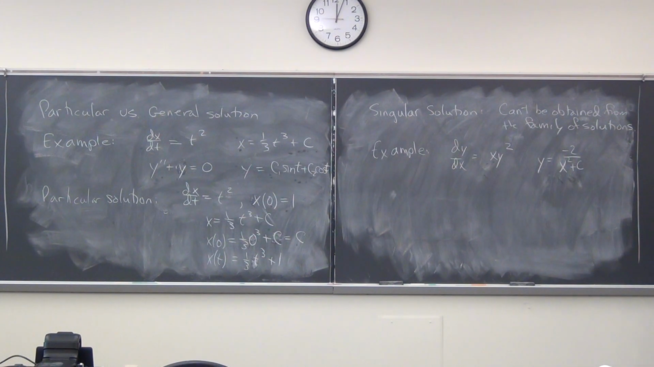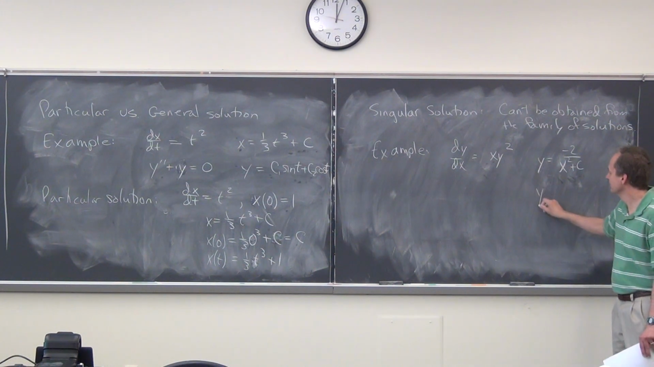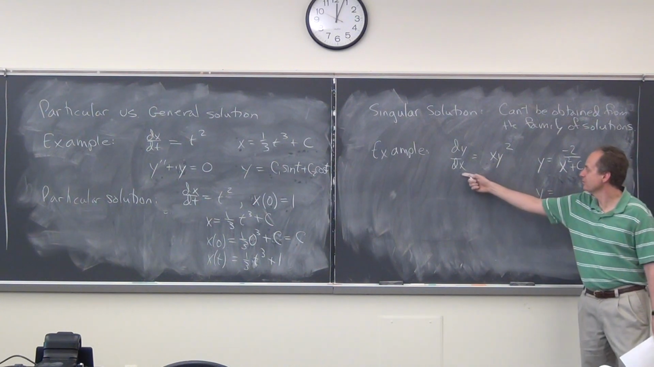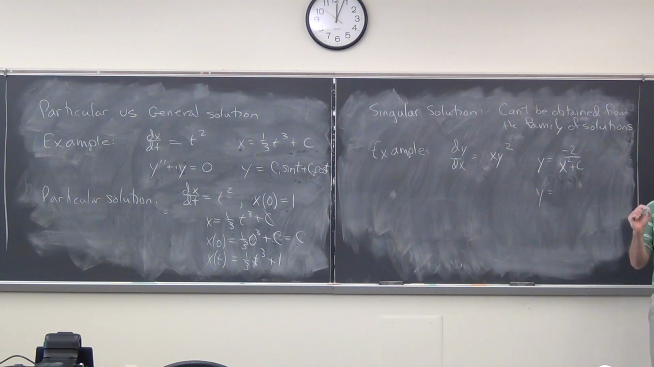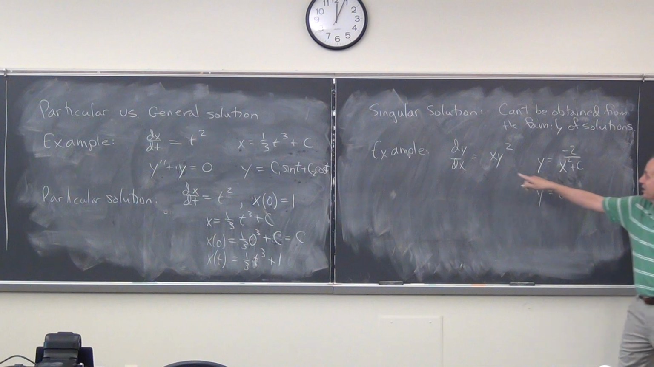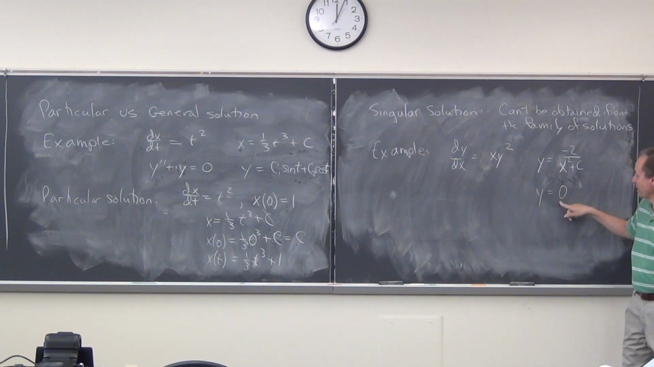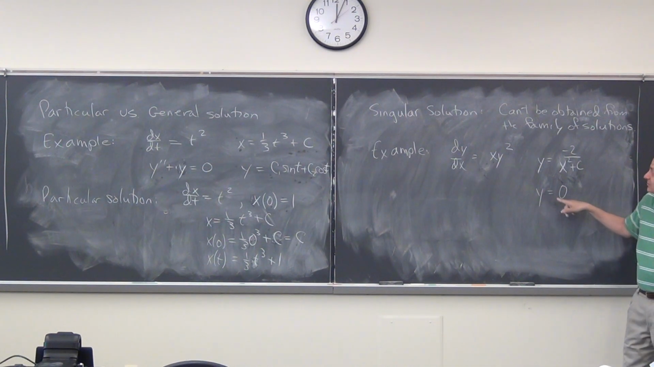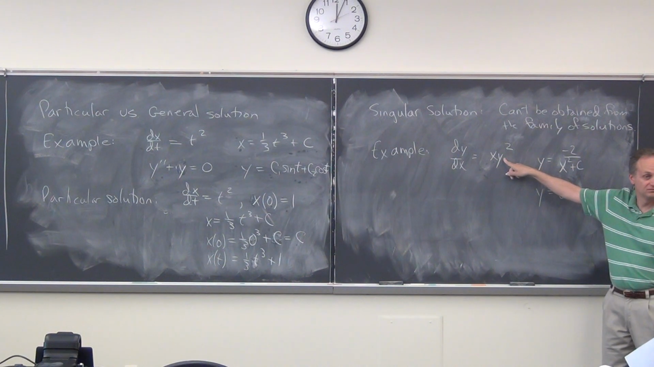Can you think of a function of the form y equals something that's going to satisfy both this side and this side? It's simple. What? Zero. See, this is a function, right? Horizontal line passing through the origin. And it satisfies this differential equation. You take the derivative of y equals 0, you get 0. You plug 0 in here, you get 0.